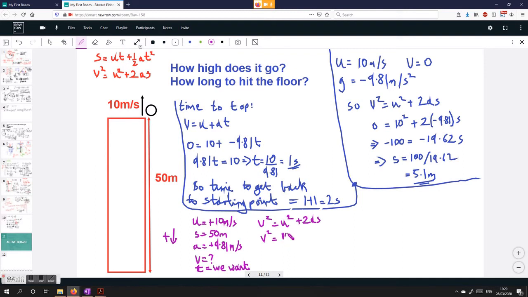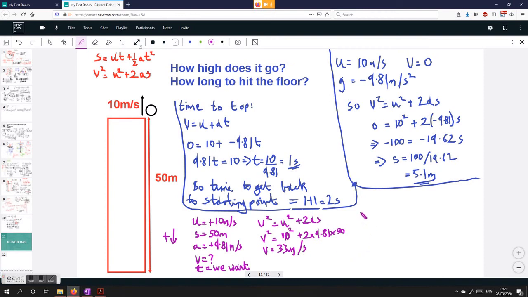So we put in u as 10, square it, times 2. This time we're taking 9.81, the acceleration due to gravity, as positive because we set positive equals down. This doesn't matter because we're just adding terms together. This comes out, if you work it out, as 33 meters per second.